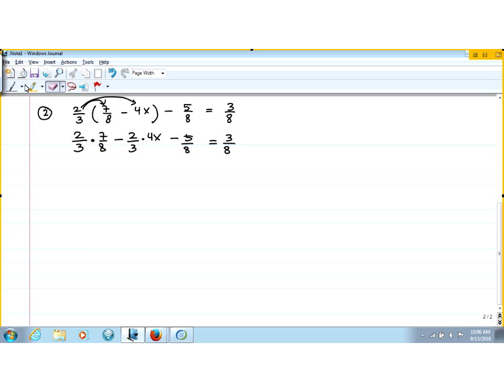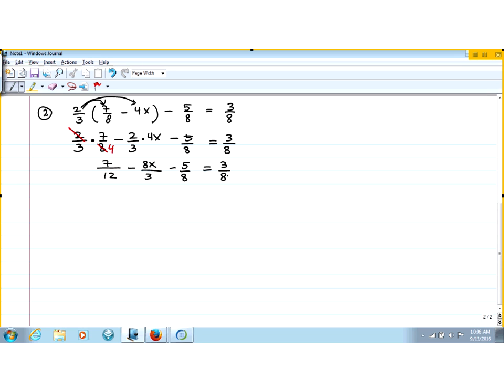Yes, 14 over, we can reduce, right? So the 2 and 8, 4. Okay, so 7 over 12 then? Okay, so 7 over 12 minus what? 8x over 3, minus 5 over 8 is equal to 3 over 8.